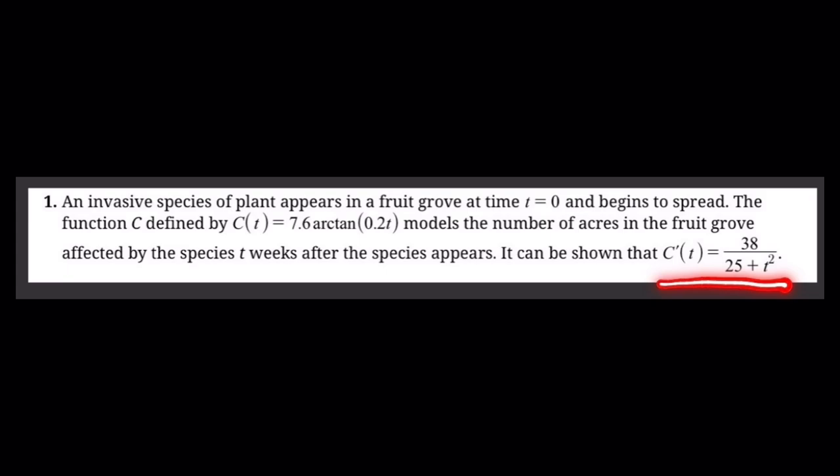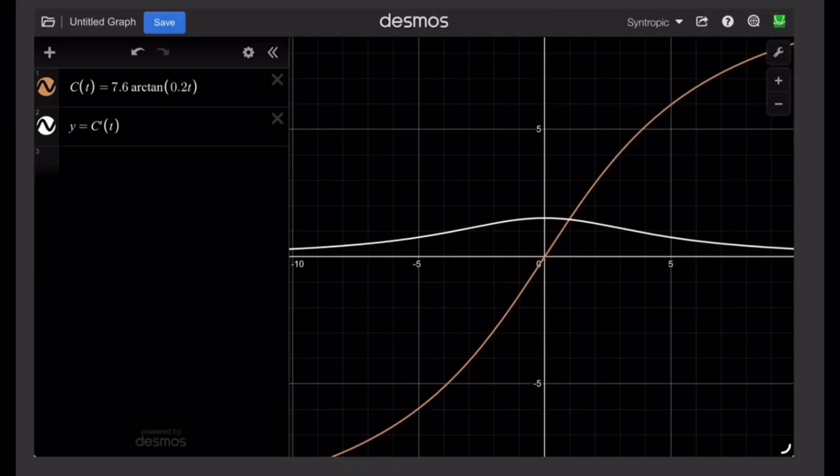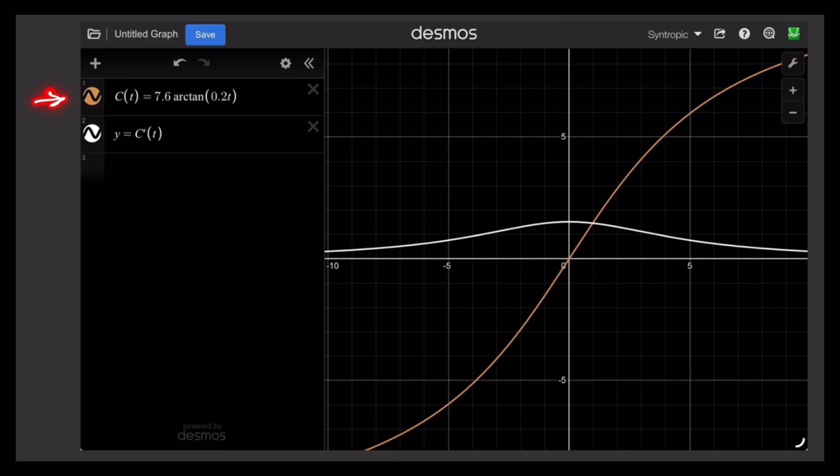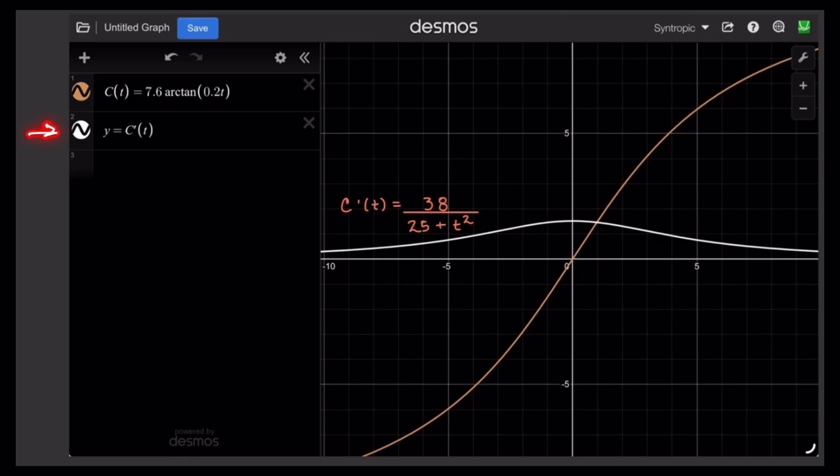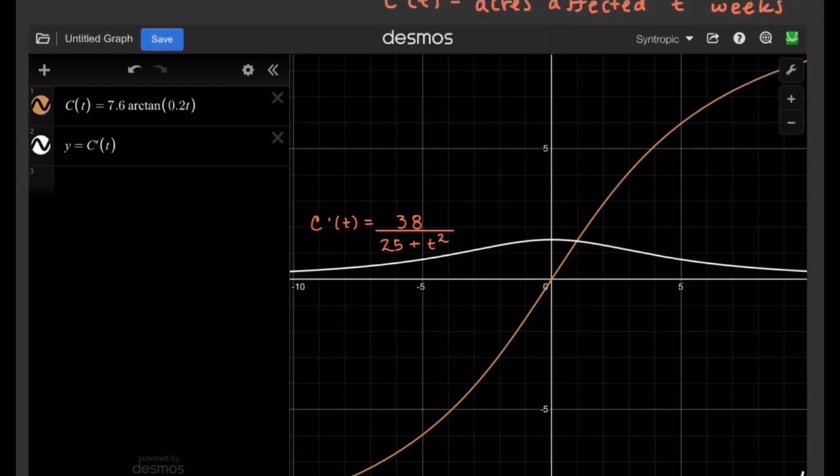And know that you will be needing to have your calculator in radian mode, but lucky for us, I will be using decimals to help visualize what is happening here. The point of this question is rate of change, because it is telling us the initial state of the fruit grove with c of t, and how it's changing through time with c prime of t. So c of t can be read as the acres affected in t weeks.